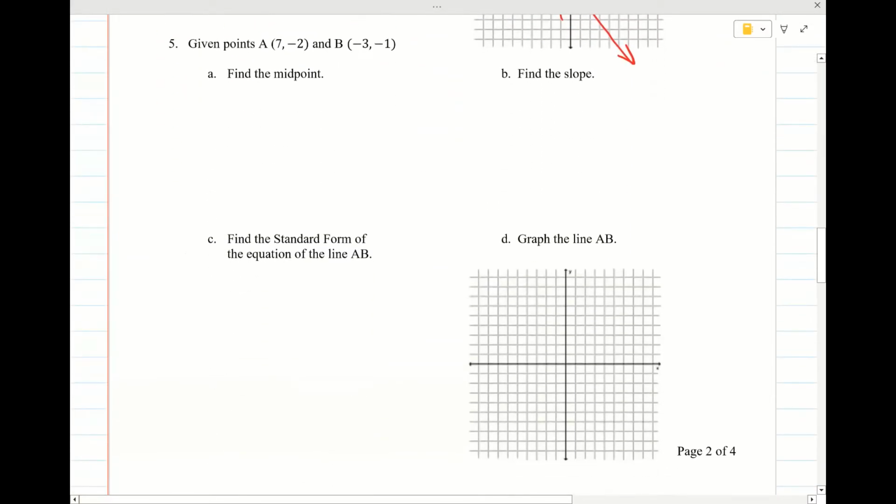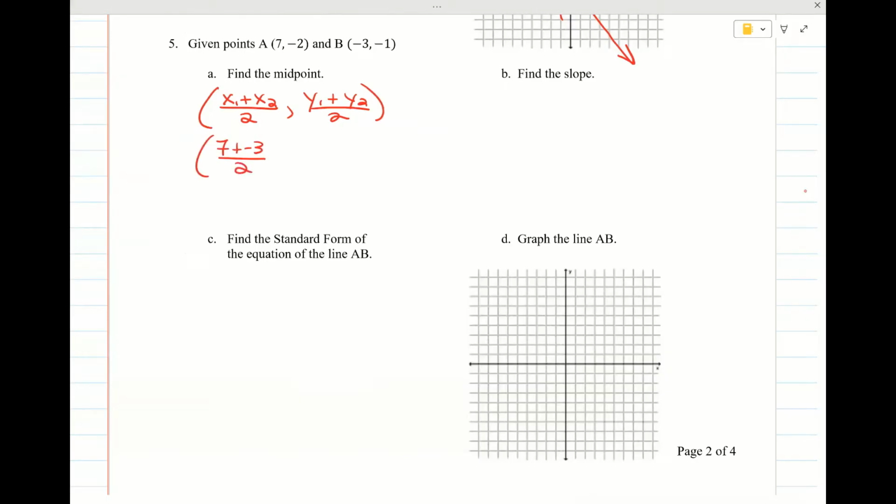Moving to number 5, we want to find the midpoint. So the midpoint was the average of the x values, comma, the average of the y values. So if we average the x values, 7 plus negative 3 over 2, that would give us 4 over 2, which is just 2. And if we average the y values, negative 2 plus negative 1 over 2, this would be negative 3/2.